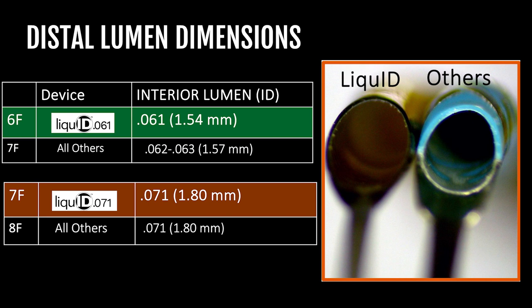The internal lumen dimensions of our 6 French device has a distal ID of 0.061. Our 7 French device has a distal ID of 0.071. So basically, our 6 French device has the same distal lumen as everyone else's 7, and our 7 French device has the same distal lumen as everyone else's 8. The difference you can see very clearly on the right hand side. The lumen shown is the collar of our LiquID device compared to a guide extension with a typical internal lumen.